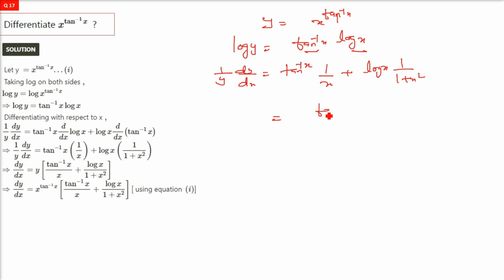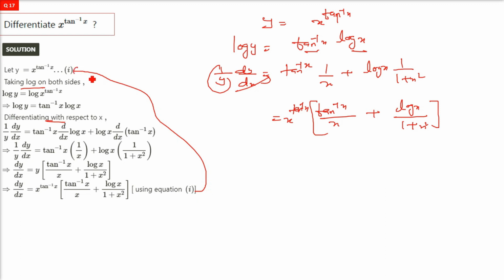So what do you get? Tan inverse x divided by x plus log x divided by 1 plus x square. Y will go on the right hand side. So let's bring it here. So x to the power tan inverse x into this thing. All this which I am speaking, you have to write, like taking log on both sides, differentiating with respect to x like this.